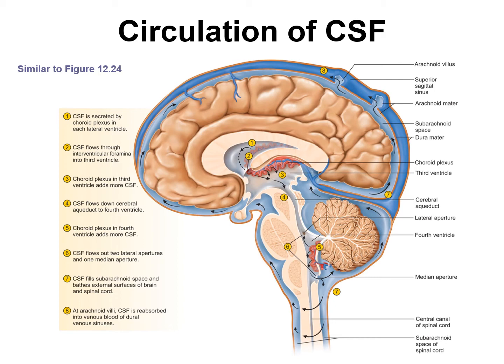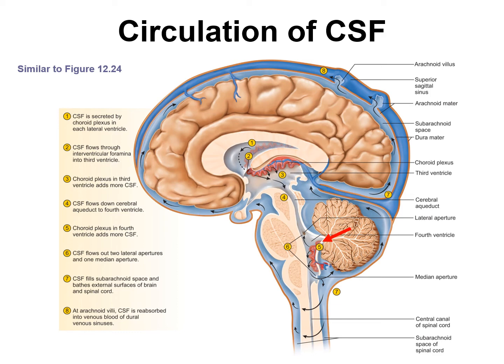Let's examine how cerebral spinal fluid circulates through and around the brain. We're going to start here in the lateral ventricles where the choroid plexus produces cerebral spinal fluid. That cerebral spinal fluid then passes through the interventricular foramina into the third ventricle. In the third ventricle, another choroid plexus adds additional cerebral spinal fluid. Cerebral spinal fluid then passes through the cerebral aqueduct into the fourth ventricle. There we have another choroid plexus that adds additional cerebral spinal fluid.